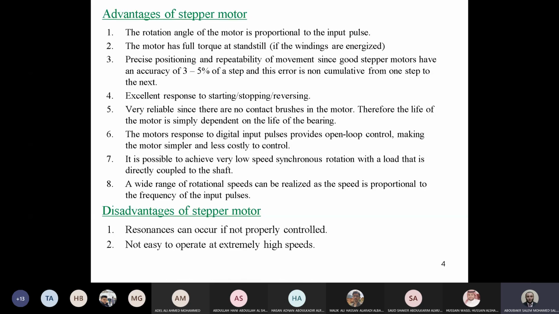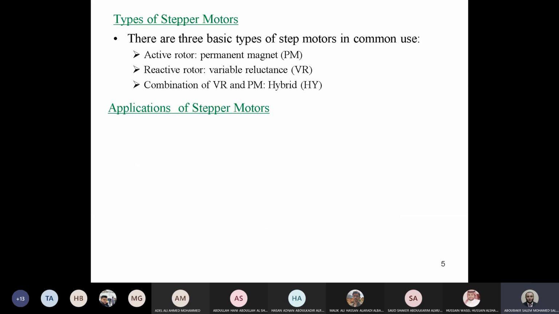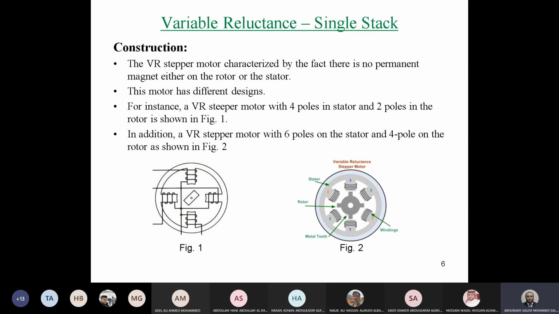So in general, the advantages are superior to the disadvantages. So this is very good. Also, for the types of stepper motor, we said that we have 3 different types: permanent magnet, variable reluctance, and hybrid. And we started discussing the variable reluctance, and we covered or highlighted the applications.